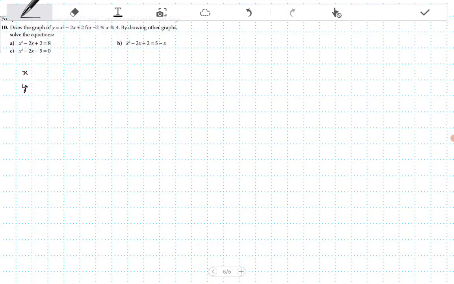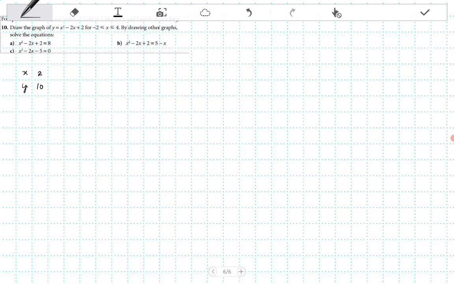If I take different values of x from -2 till 4, all integer values, then at x equals -2 this equation gives me (-2) squared, which is +4, then -2 times -2, which is again +4, and +2. So it's 4 plus 4, 8 plus 2, 10. So at x equals -2, y is coming 10. Let me check with my calculator as well.